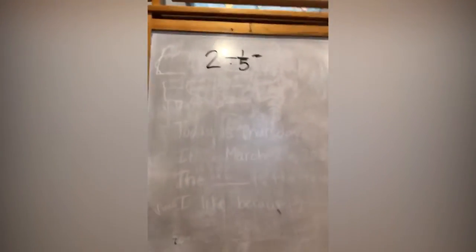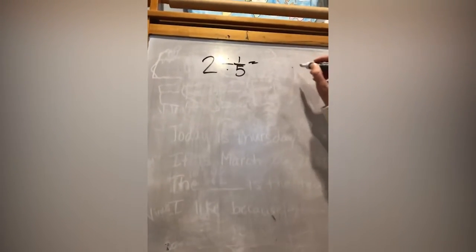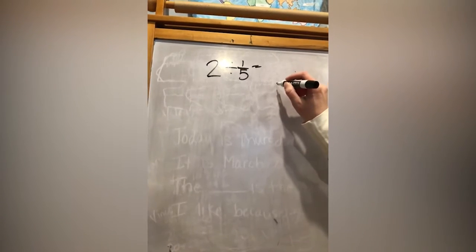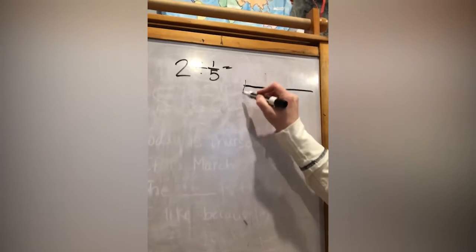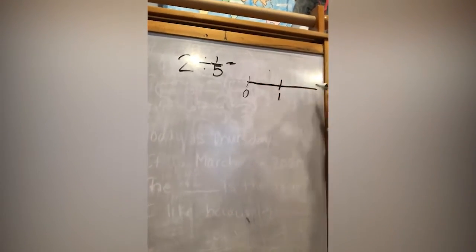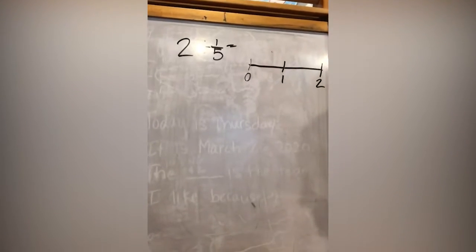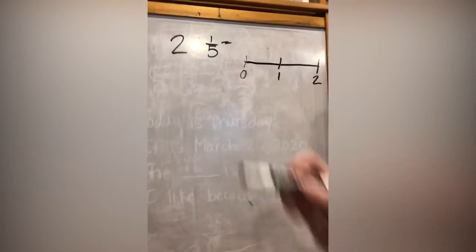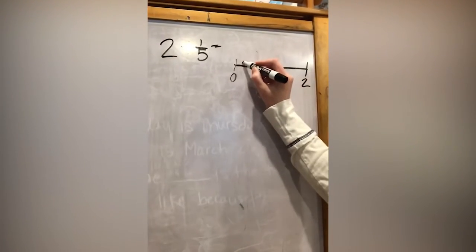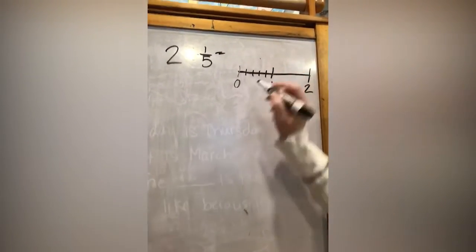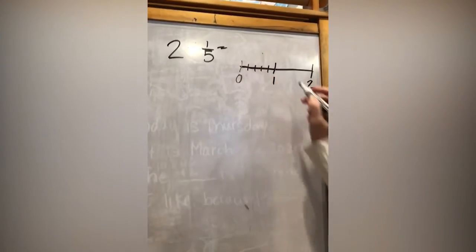For me, I'm picturing two wholes in my head. When I picture my two wholes, I'm actually going to picture it on a number line today. So I know this is 0 on my number line, this is 1, and this is 2. So in my head, I have my mental number line, and I'm dividing these two wholes into fifths. When I divide up wholes into fifths, I know that's going to break up each whole into 5 parts.